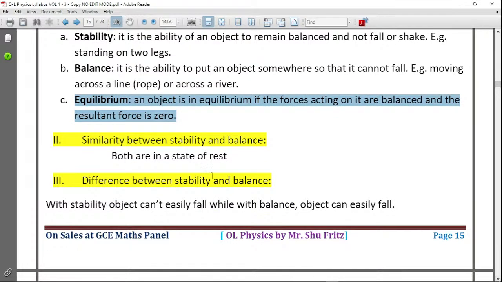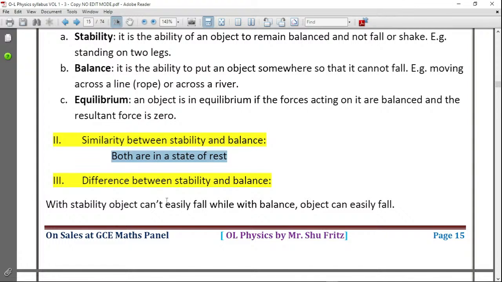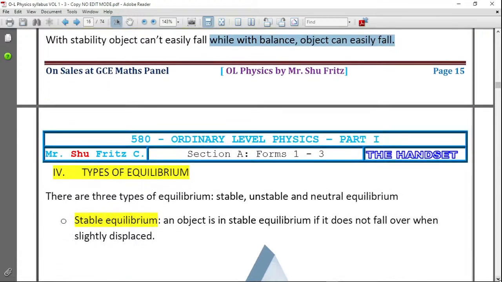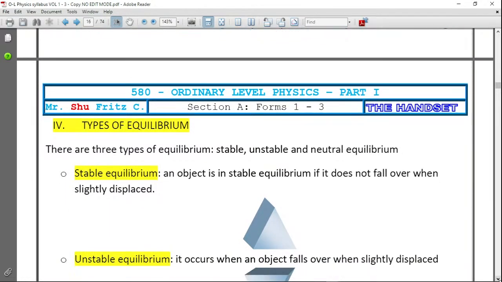Then the similarity between stability and balance: both are in the state of rest. That's the similarity, and then the difference. With stability, the object cannot easily fall, while with balance, the object can easily fall. An object that is balanced can easily fall, but an object that is stable cannot easily fall.